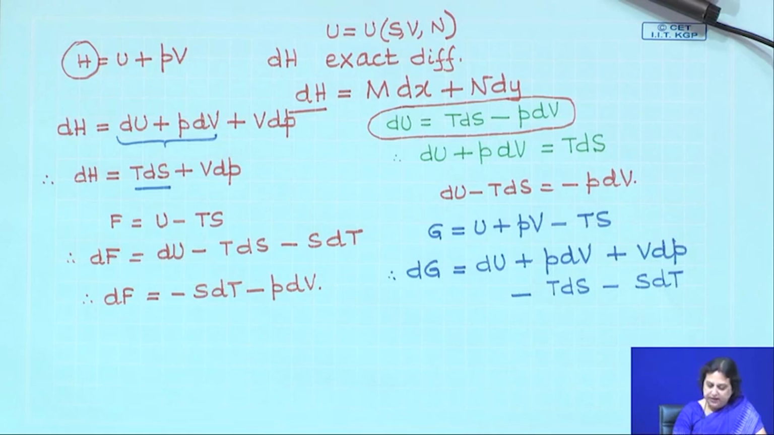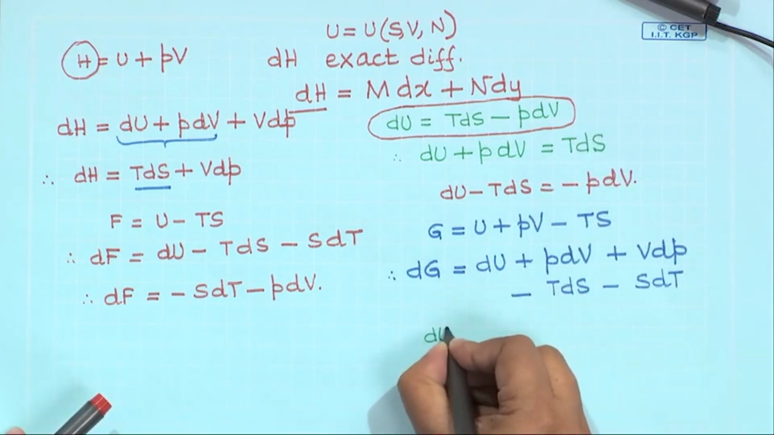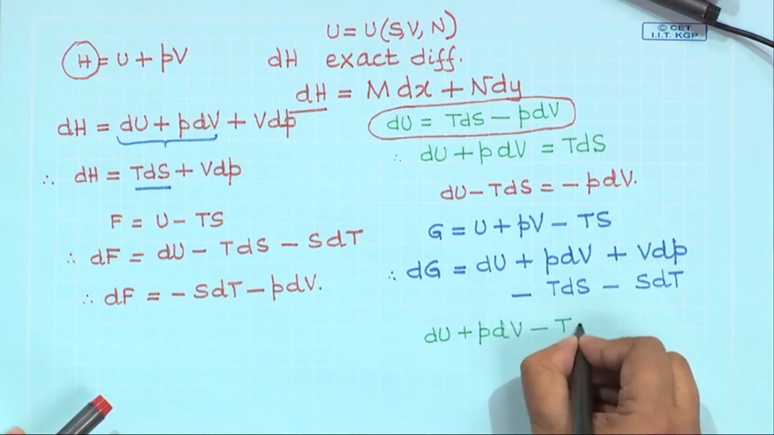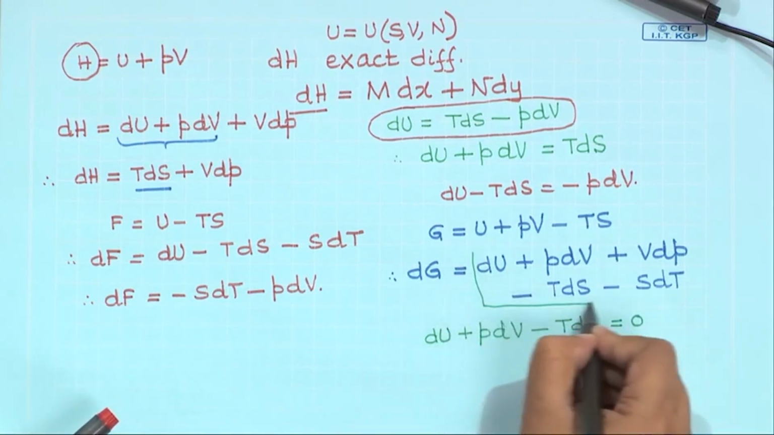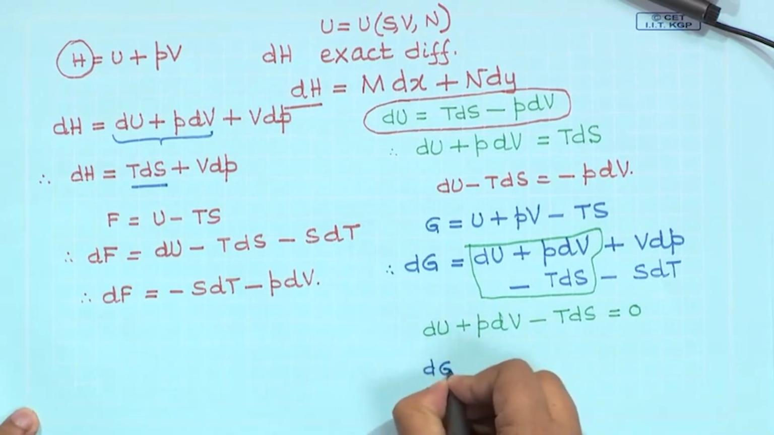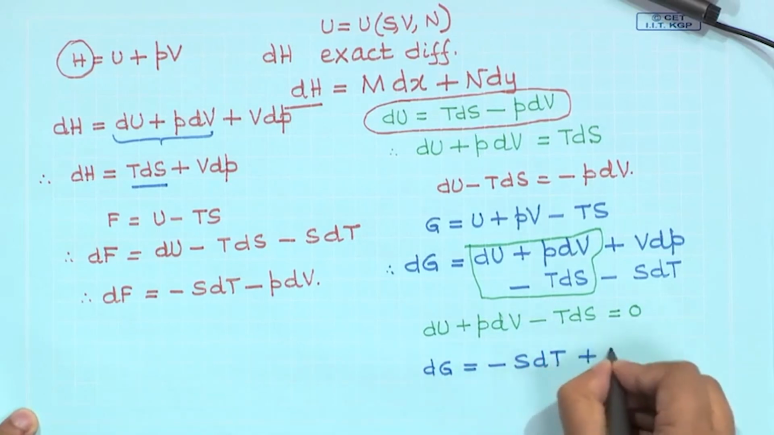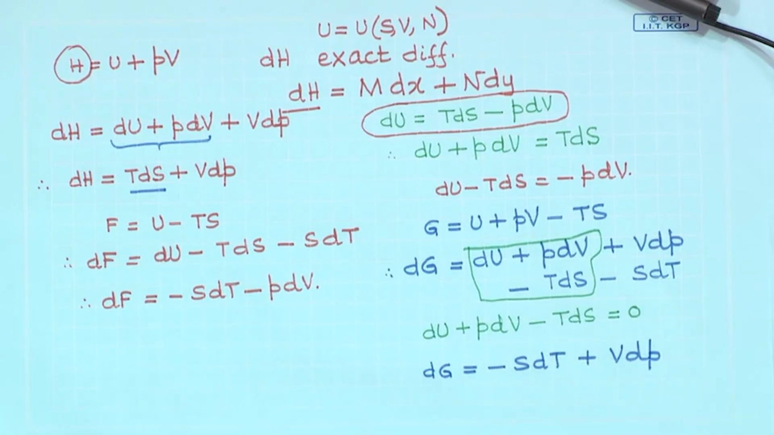Therefore, I can very easily say that in that case I must have dU plus PdV minus TdS equal to 0, which means that this part of the equation becomes equal to 0, and I am left with dG equal to minus SdT plus VdP. So, for a closed system, can you now tell me what are the natural variables of G?